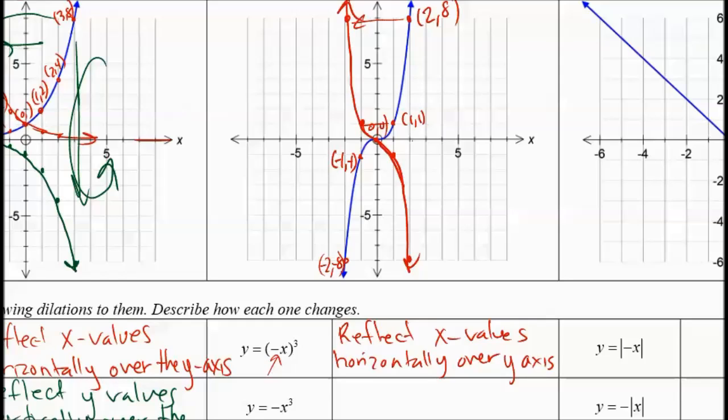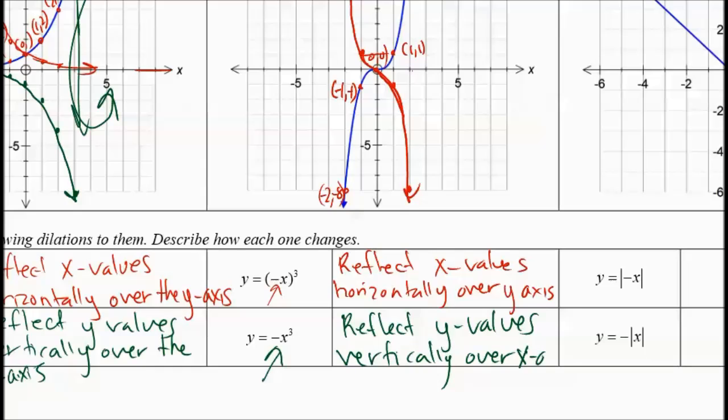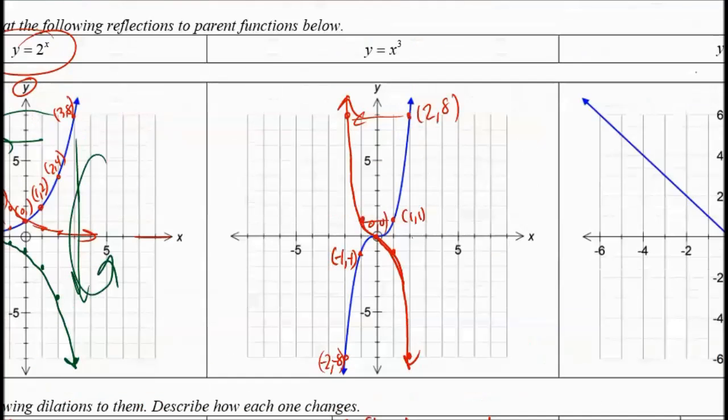Okay, so let's try with the negative outside. In this case, the y values are going to be reflected. So we will reflect y values vertically over the x-axis. Okay, so for the y values, 2, 8 will become 2, -8, excuse me. And then the point 1, 1 will become 1, -1.